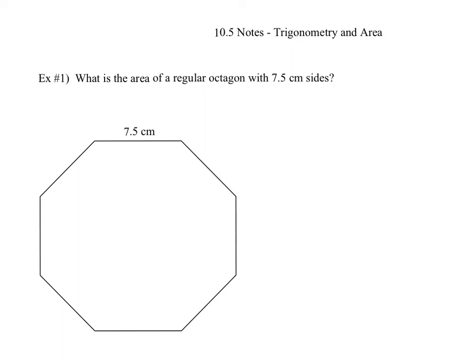All right, trig and area, we're gonna put them together. And we're just gonna jump right in because you already know the formula for this. This says, what is the area of a regular octagon? A regular octagon with 7.5 centimeter sides.